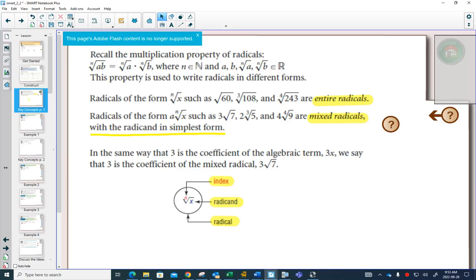So you know how you had to always reduce fractions to lowest terms? And you were told that's what it meant to simplify? Well, we have to do the same thing with radicals. You'll be asked to simplify, so that'll mean to write it as a mixed radical.